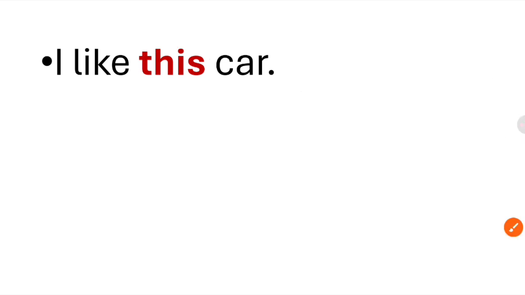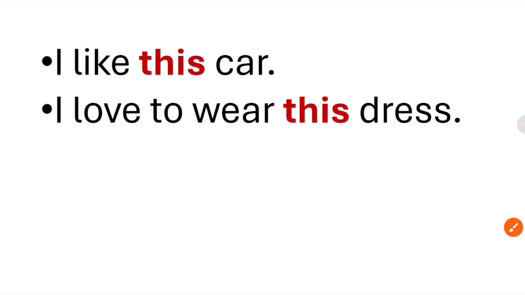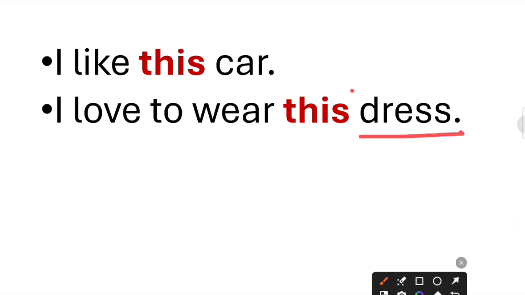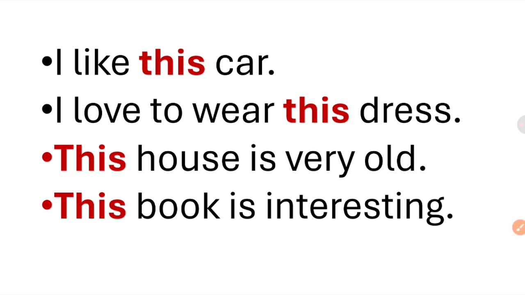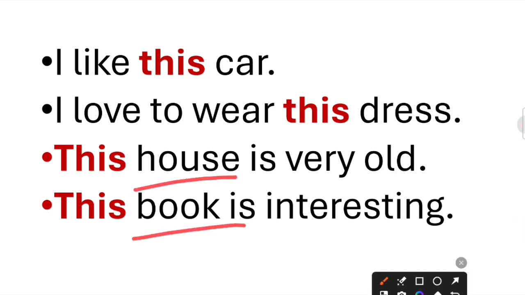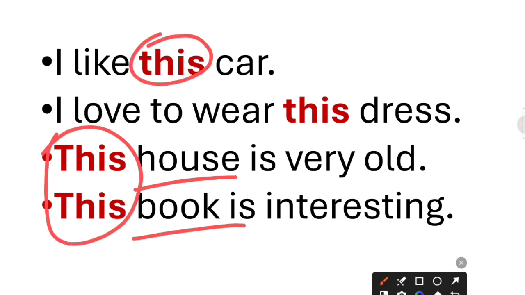Okay. Let's see another example. I love to wear this dress. So again we are using "this" before a noun, so it is used as a demonstrative adjective. Another example, this house is very old. This book is interesting. So you can see that we are using "this" before nouns. That's why you can say that it is used as a demonstrative adjective.